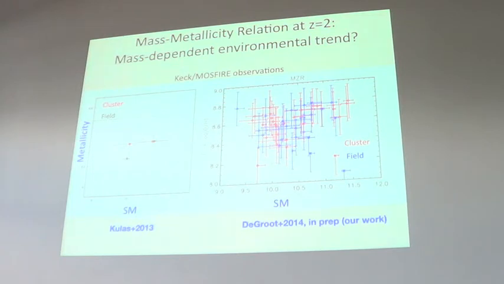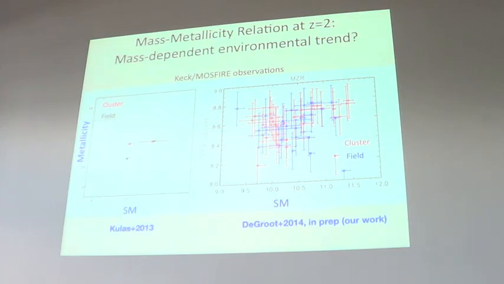There's an interesting and quite controversial claim. One paper has come out already claiming that there is a mass-dependent environmental trend at redshift 2. It's a bit strange because it says the most massive galaxies in the cluster and in the field don't show any difference in metallicity, but at lower stellar mass, there is a difference. So that's a little bit controversial. Now we have our own data set, and we'll have more to say on that in the future.